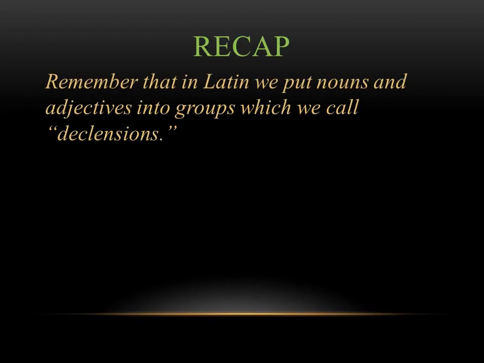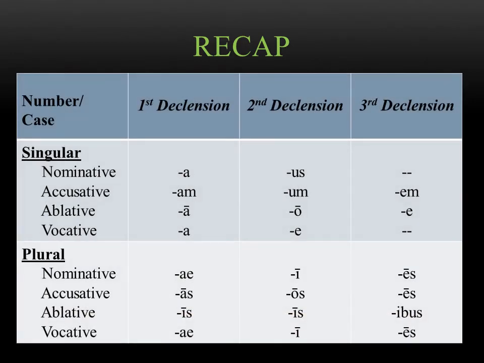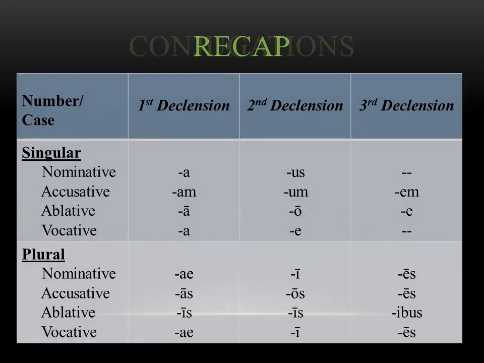So just a quick recap. You want to think back and remember that in Latin we put nouns and adjectives into groups that we call declensions. That's going to be really important here. So if you think of our chart, so far we've seen 3 different groups or 3 different declensions. And it's the endings that go with all of our cases, the nominative, accusative, ablative, and vocative. This chart helps us organize our endings and understand how we're spelling Latin nouns and adjectives.